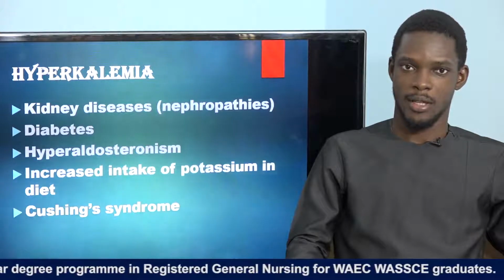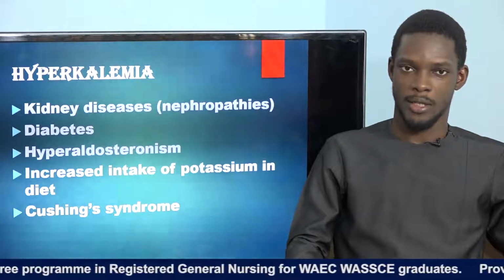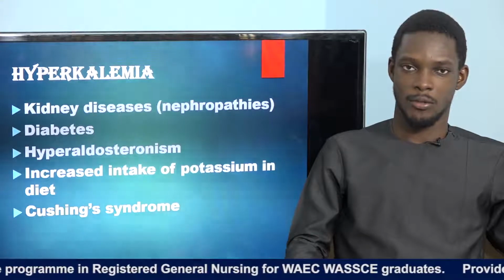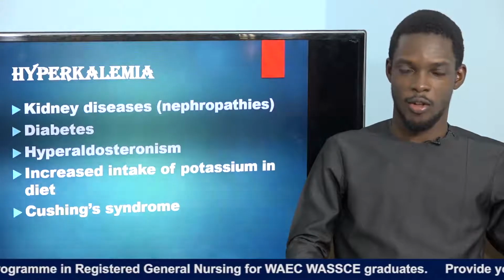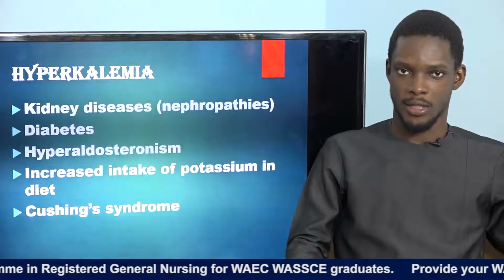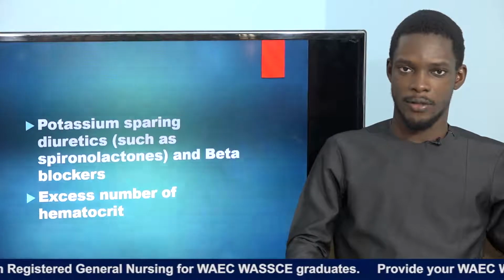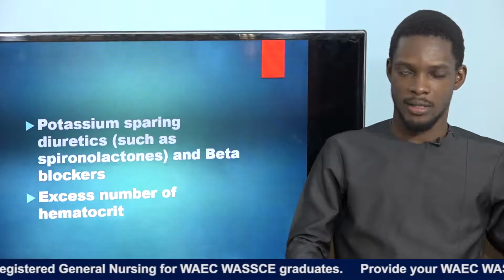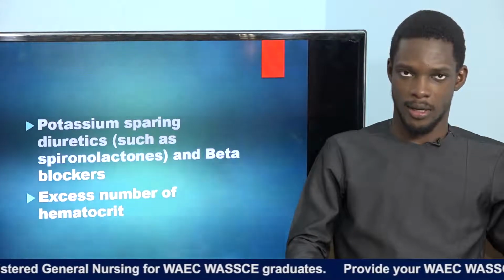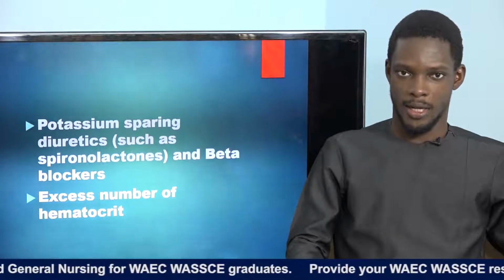Hyperaldosteronism and Cushing syndrome can lead to hyperkalemia. Increased intake of potassium in the diet, coupled with a kidney disease, may result in hyperkalemia. Excessive use of certain drugs, such as potassium-sparing diuretics, may result in hyperkalemia.